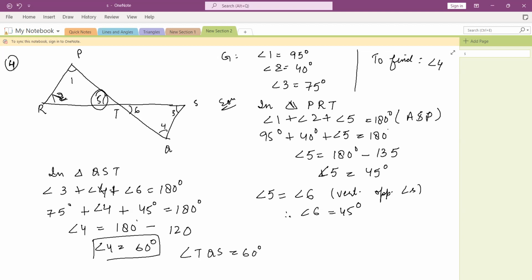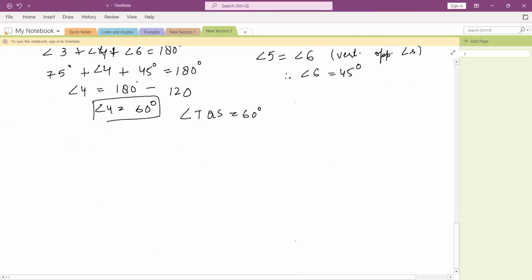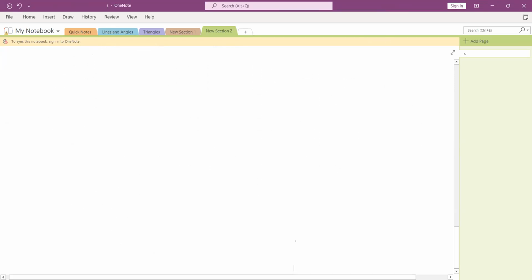Okay, done. Let's move to the next question. This is question number 5 now. So what does it say? This is the figure. Sorry, it's a very bad drawing.